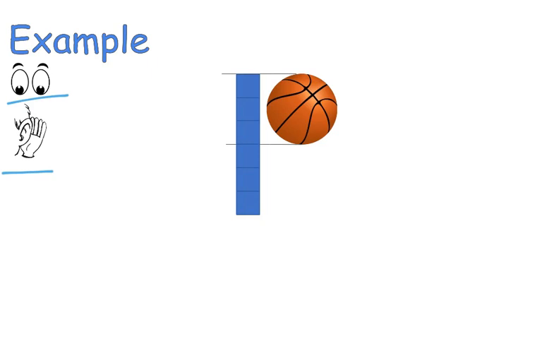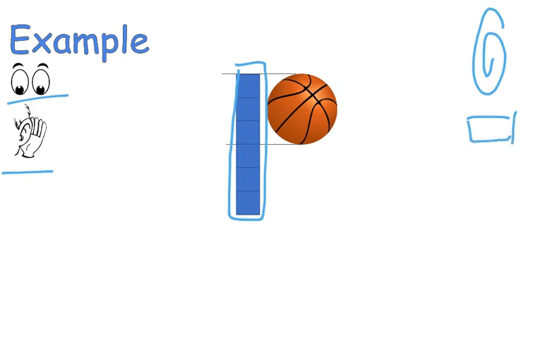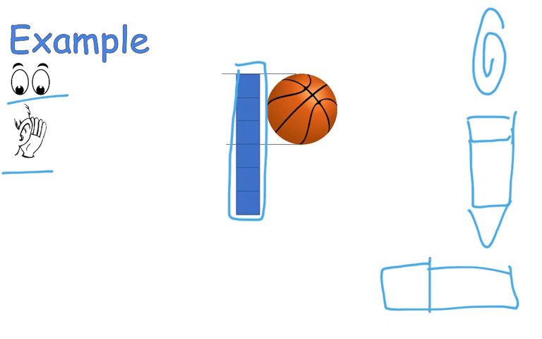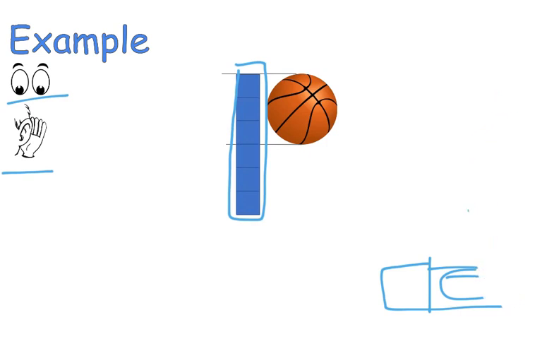So we are going to use these squares. Do you see how I have all these blue squares lined up next to each other? That is something very important to know when you're measuring and you're using objects. You can use anything to measure. You can use paper clips. You can use crayons. You could use markers. You could use anything to measure, as long as they're all the same size.